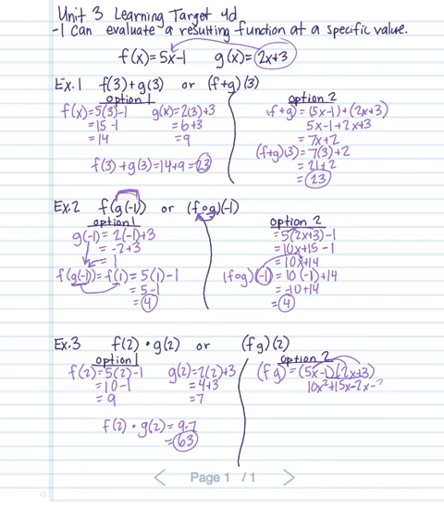Combine your like terms, and we have 10x squared, 15x minus 2x is 13x, and minus 3. So we perform the operation, and then the last thing we need to do is take and fill in the 2. So we take what we got here and we fill in x equals 2. 10 times 2 squared plus 13 times 2 minus 3. 2 squared is 4.